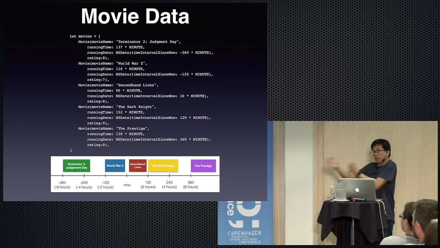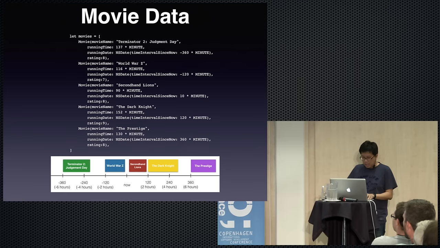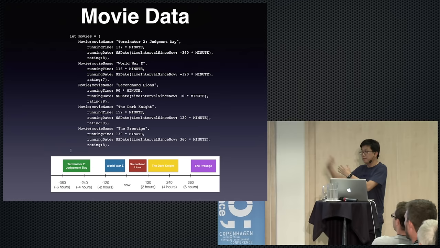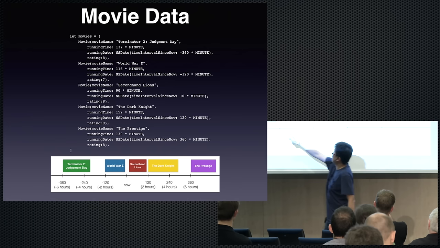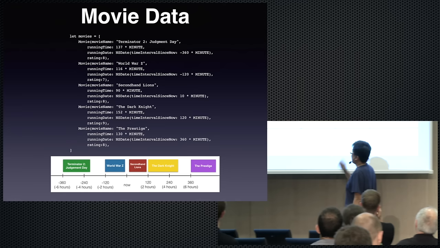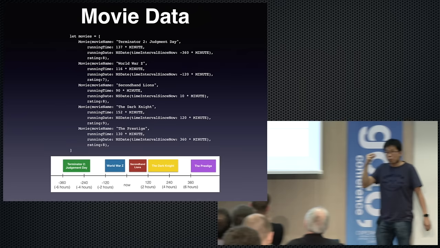So to keep things simple, this diagram basically summarizes the movies that are playing in the future and those movies that have already been played for the past few hours. So this is the current time. And when I run my application, I'm going to say that in the next few minutes, I'm going to play this movie called Secondhand Lions. And then 2 hours later, I'm going to play this The Dark Knight, so on and so forth. And when I run that demo, you can see that as you scroll through the digital crown, you'll be able to see all these different movies displayed on your watch face.